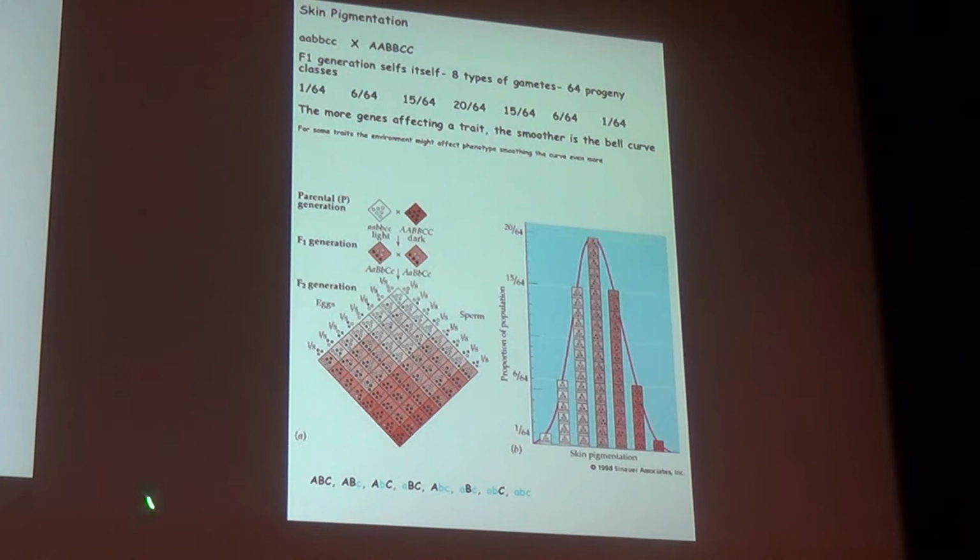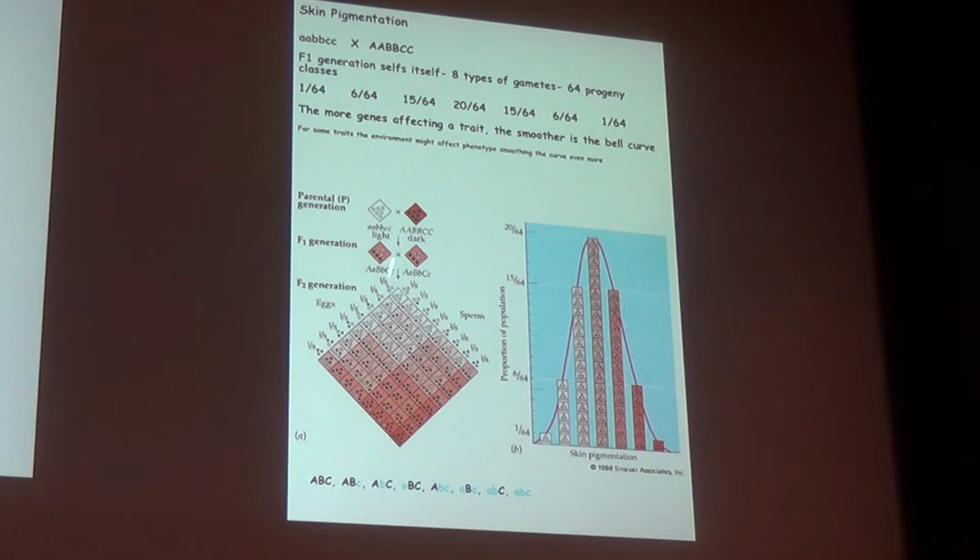And so, you get these curves. And the curves are dependent on the number of positive dominant alleles. So in skin pigmentation, 3 genes, big A, big B, and big C. And you can have 1 copy of big A or 2 copies of big A, 1 copy of big B or 2 copies of big B, 1 copy of big C or 2 copies of big C.